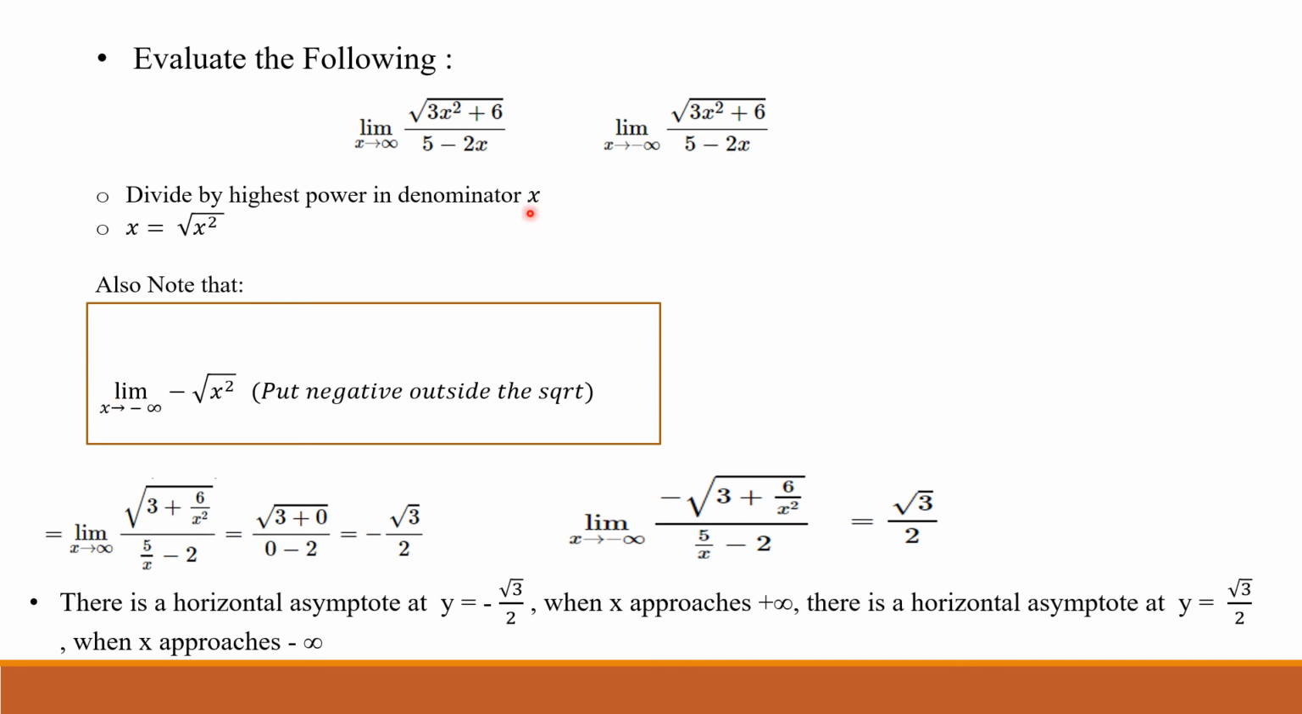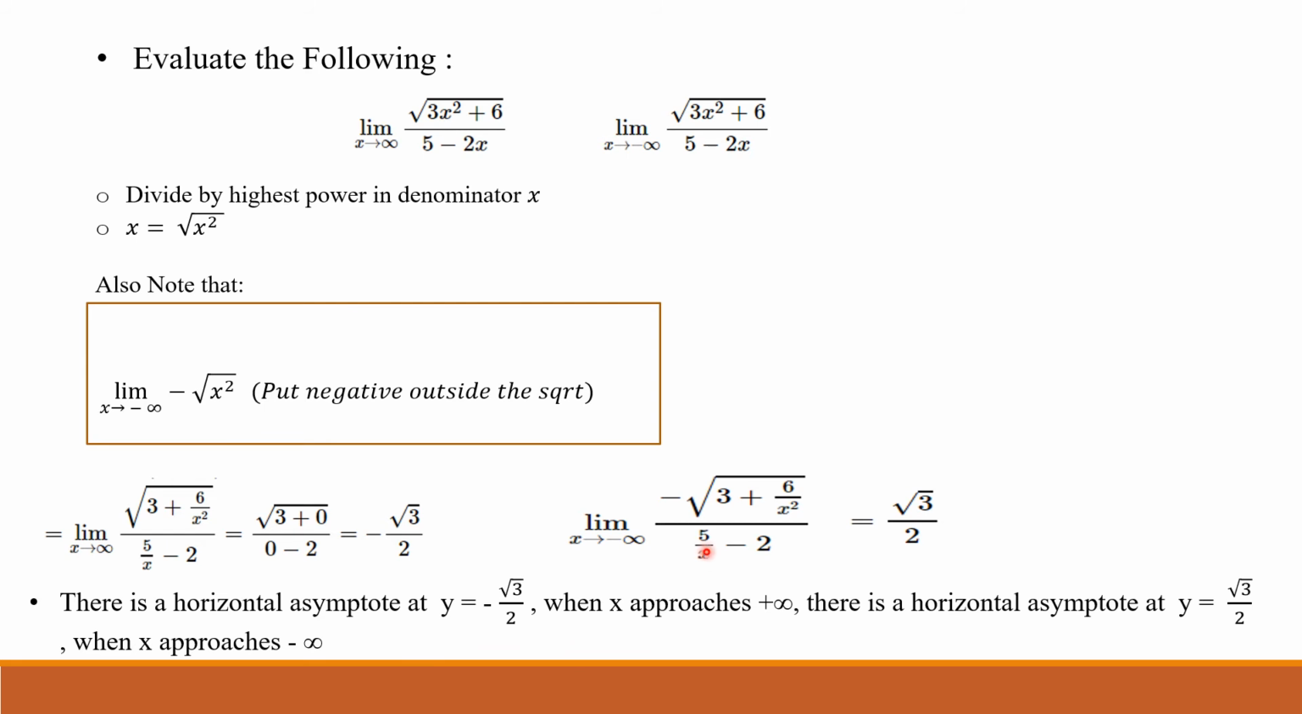Alright, so let's do the first one, which is x approaches positive infinity. I will divide up and down with x. So here I divided the denominator by x. It's 5 over x minus 2 upwards. I will divide, since I have a square root, actually by x squared. So it's going to be 3 plus 6 over x squared. So I'm going to end up with negative root 3 over 2.